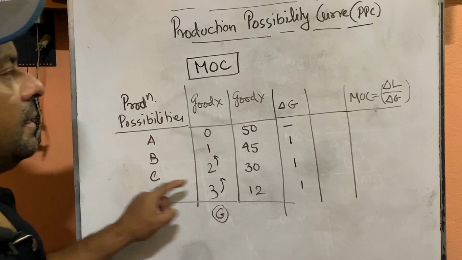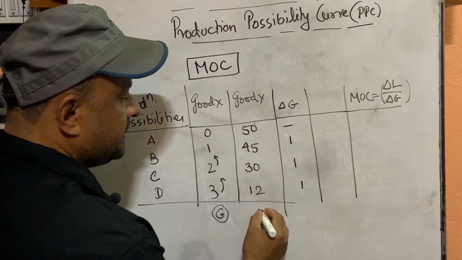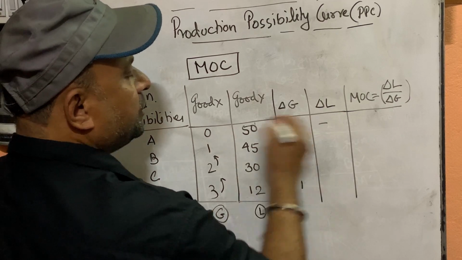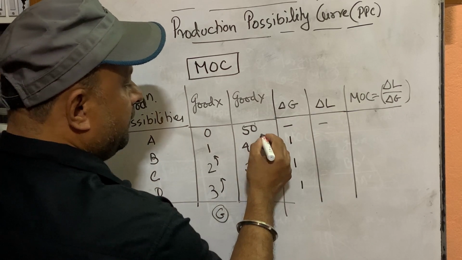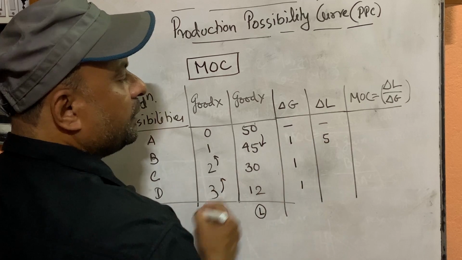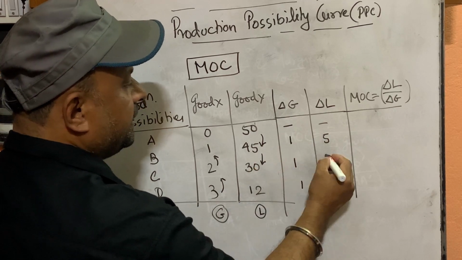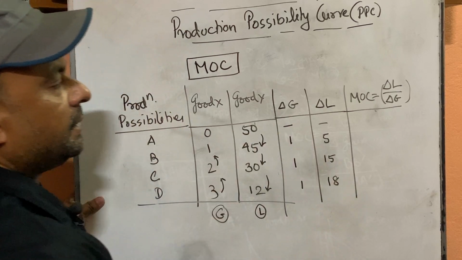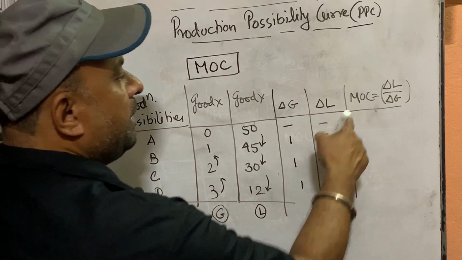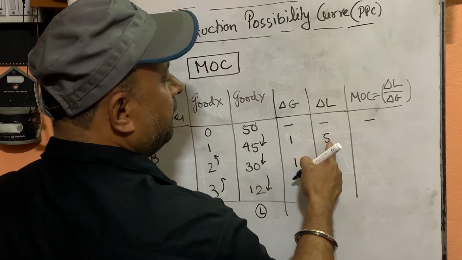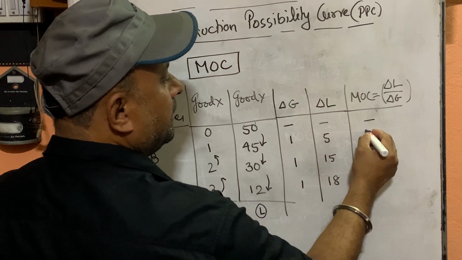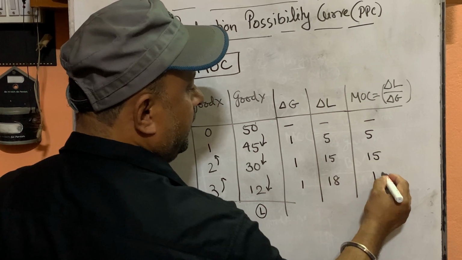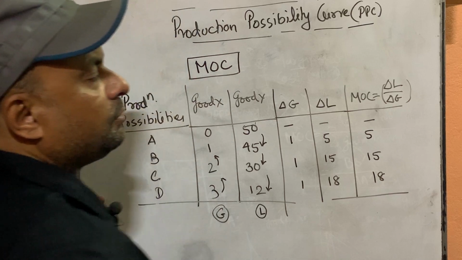This is delta gain. Now delta loss, this one, production decreases means loss. First one dash, second one 50 minus 45, that is 5, in the reverse way, like cumulative frequency. 45 minus 30, 15. 30 minus 12, that is 18. Now we have delta loss also. Now MOC, first one blank, second one 5 divided by 1, loss by gain, that is 5, 15 by 1, 15, 18 by 1, 18. Now we have marginal opportunity cost.